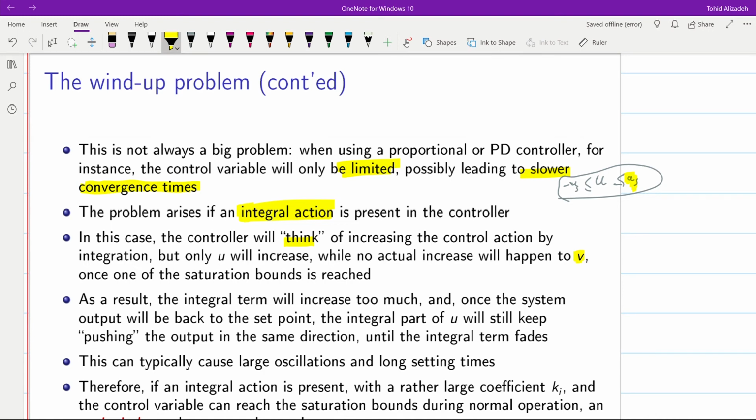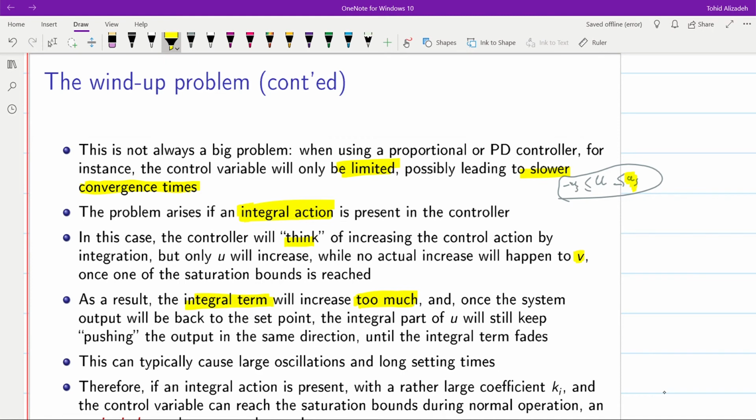Then, as a result, the integral term will increase too much because the controller will think that the amount of the control signal which is generated is not enough, so it will try to increase it without knowing that it is already saturated and it's the maximum value.